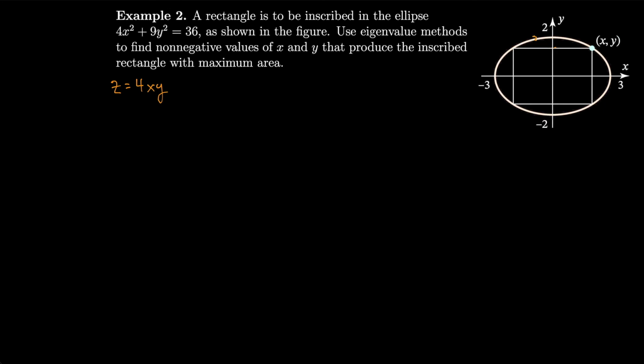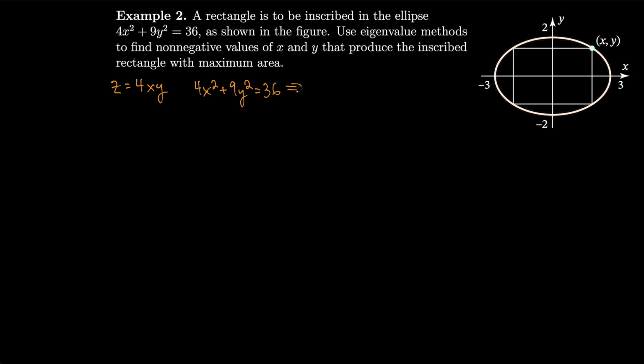and then if this height is 2y, then 2y times 2x is 4xy. So we want to maximize that area, and that's going to be subject to the constraint that we're given with 4x squared plus 9y squared equals 36.